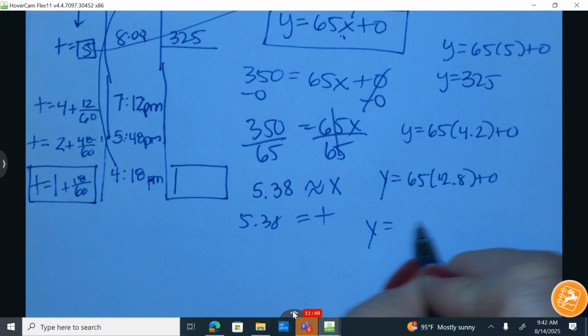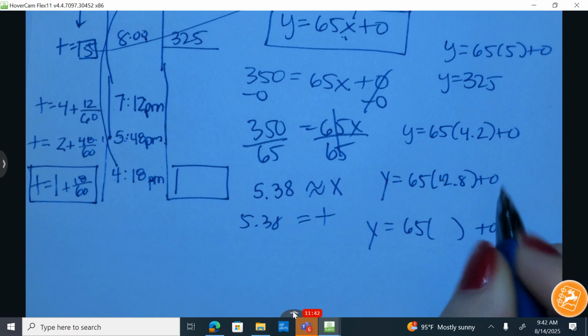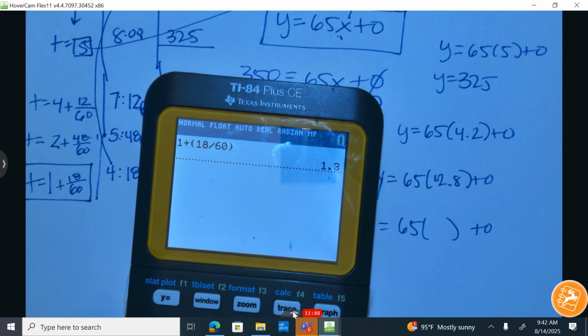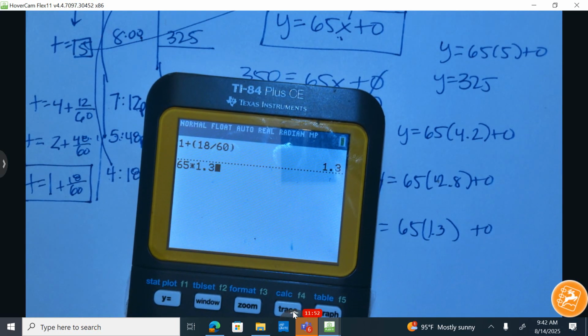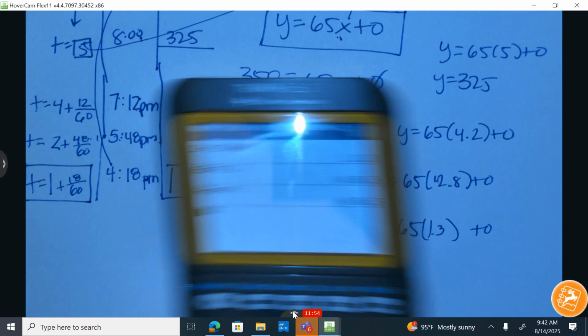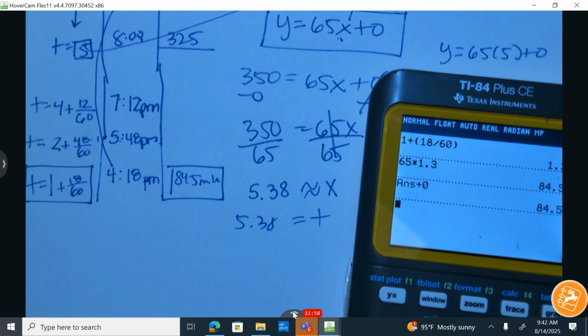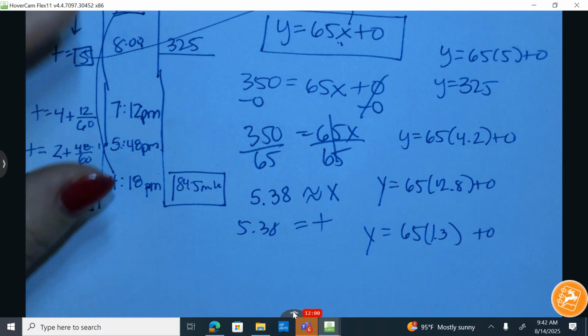I'm grabbing my calculator, and I'm going to go 1 plus 18 divided by 60. If you see me make a mistake, let me know. And I'm going to take 65 times 1.3. I'm going to add 0 to it. I have a distance of 84.5 miles is what my estimation would be. Thumbs up or thumbs down right now if you feel comfortable with this.